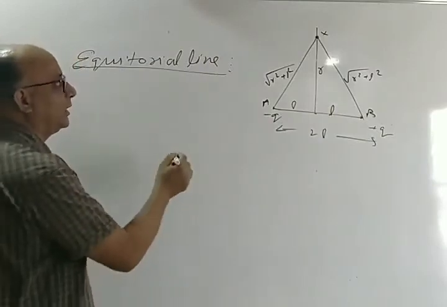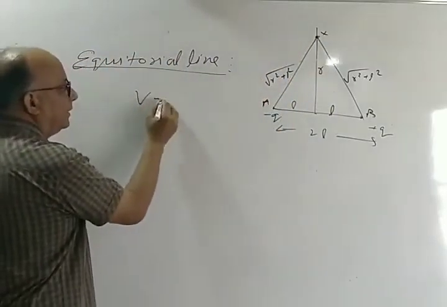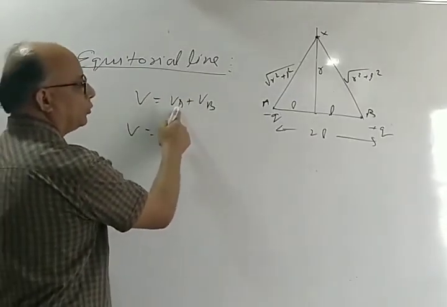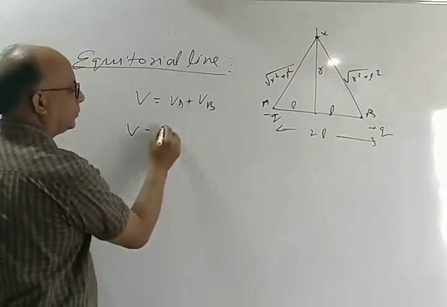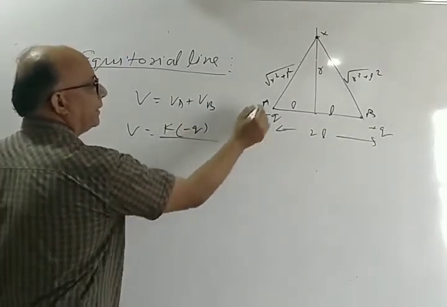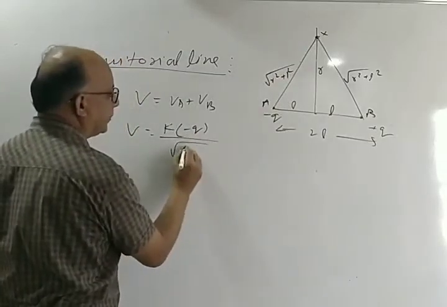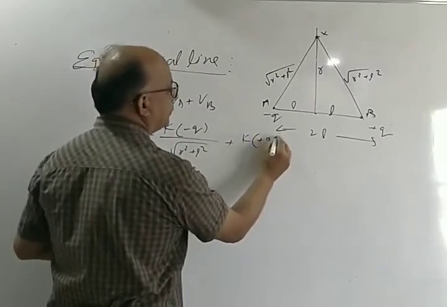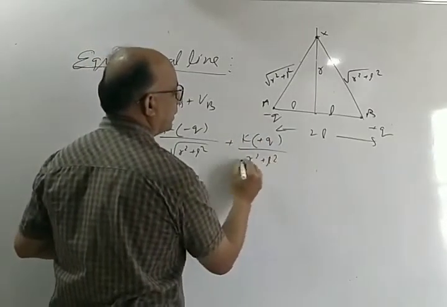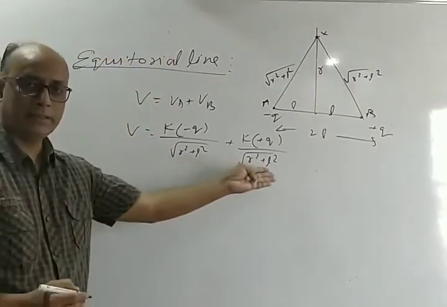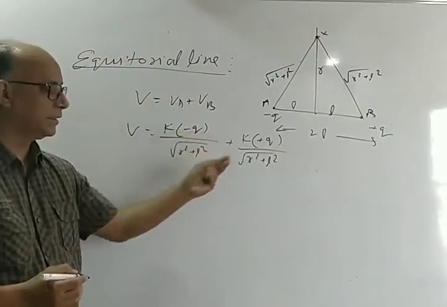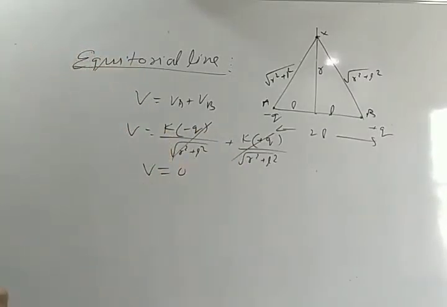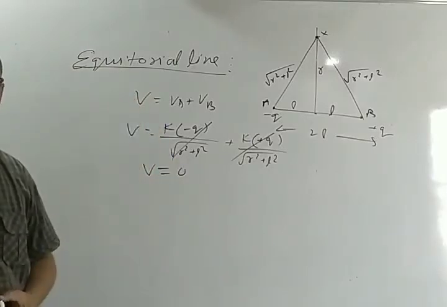So what is the electric potential at this point X? V is equal to VA plus VB. The electric potential due to point A is due to the negative charge, so this is K into minus Q by the distance, which is under root R square plus L square. Similarly, VB is K into plus Q upon under root R square plus L square. Both quantities are similar in magnitude, only this is negative and this is positive. So finally they are going to cancel each other. So the net electric potential on its equatorial line is going to be 0. It's very simple.